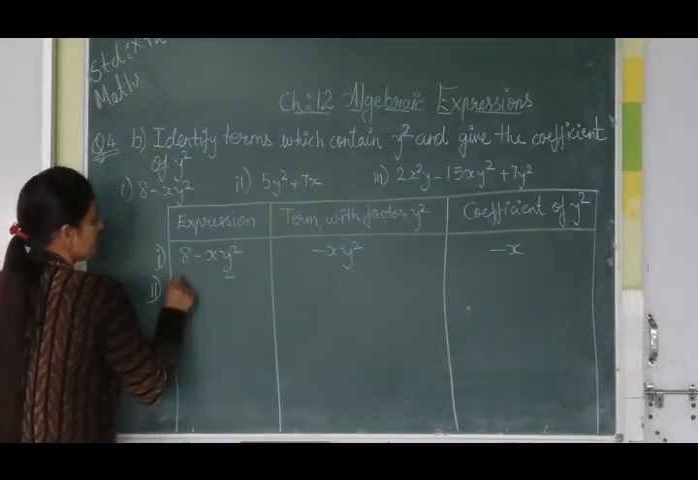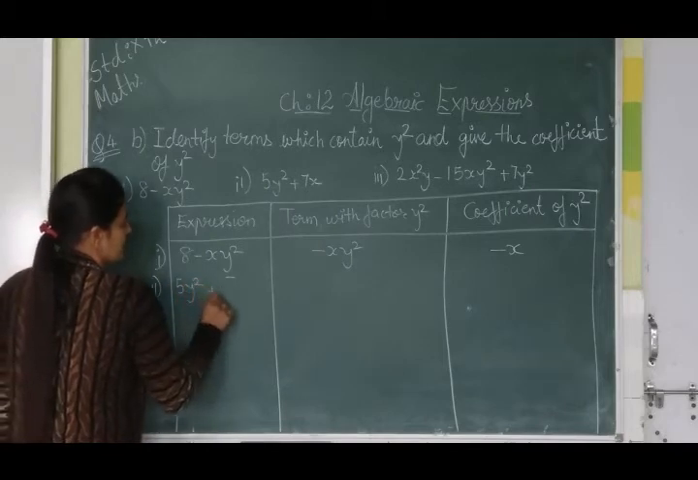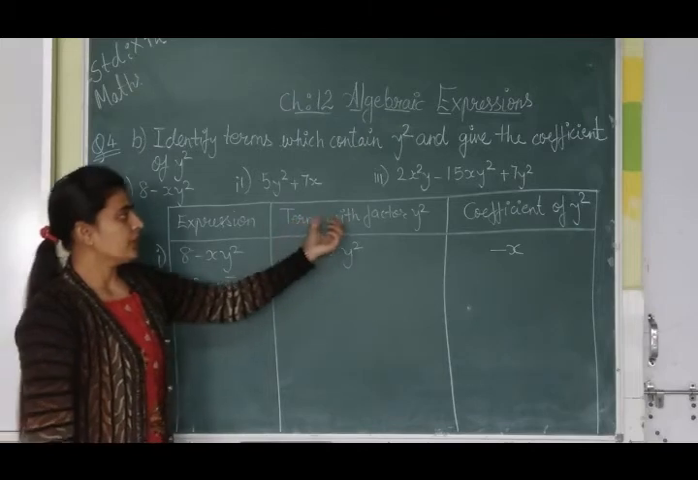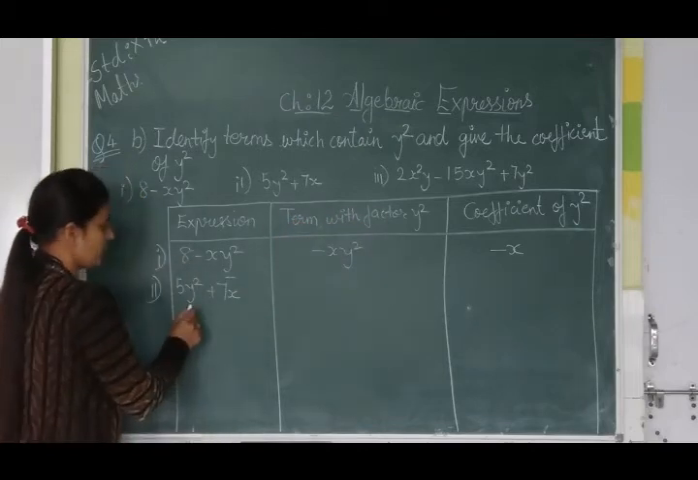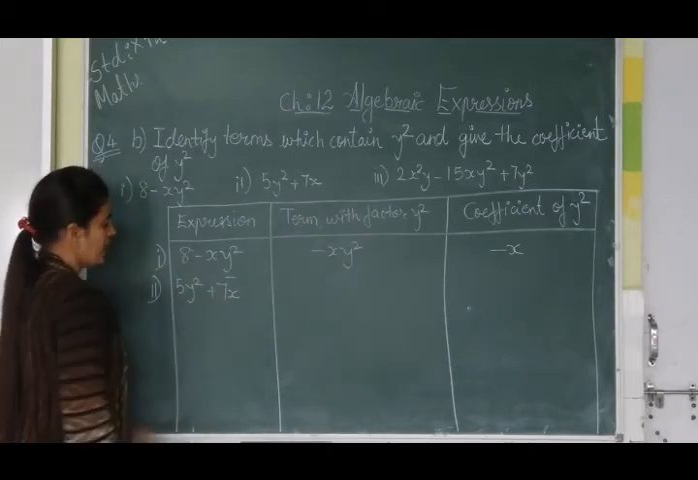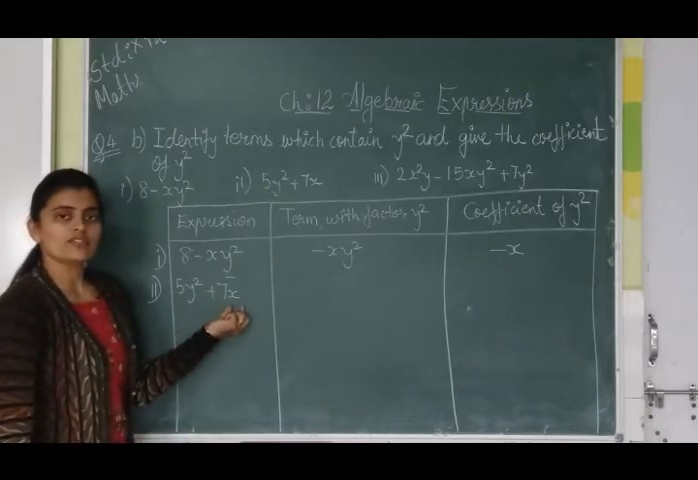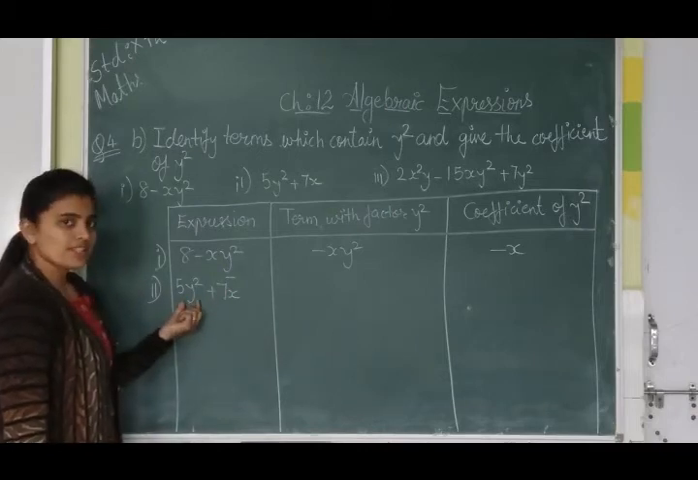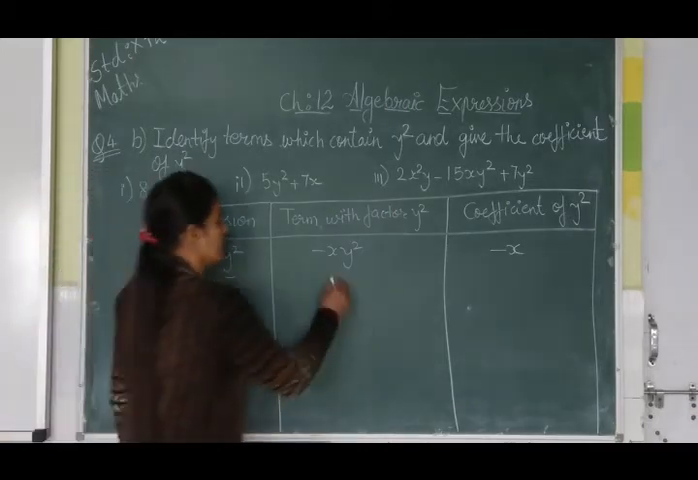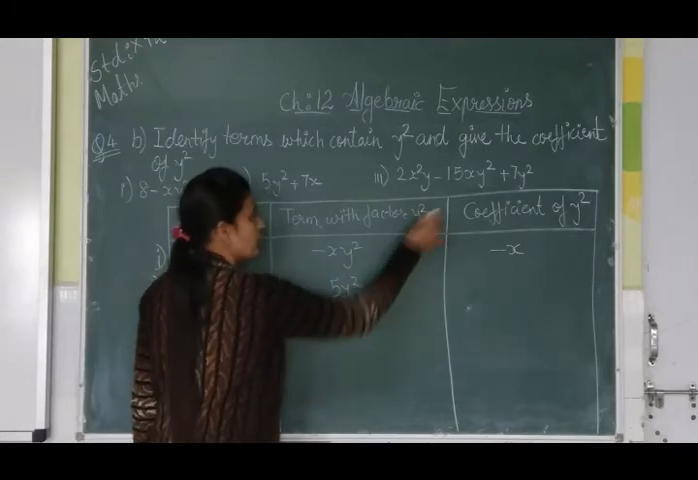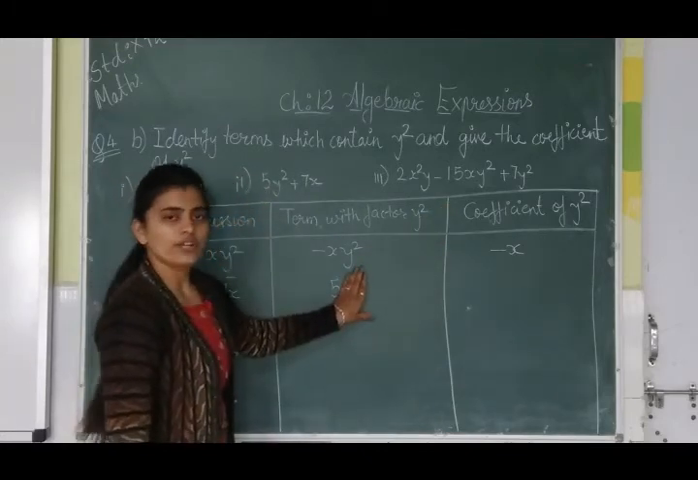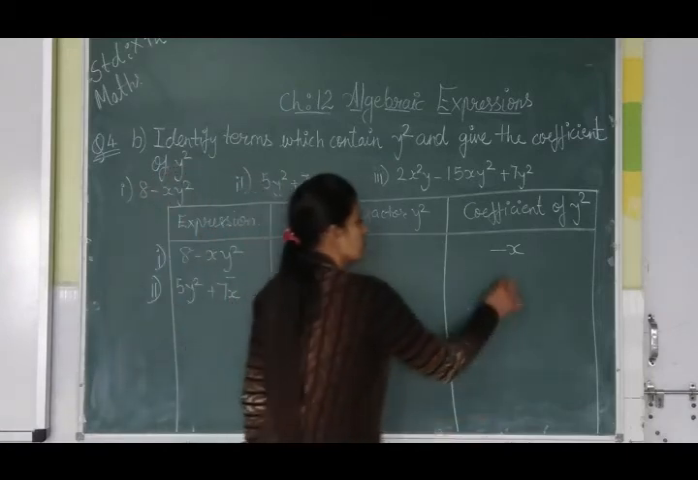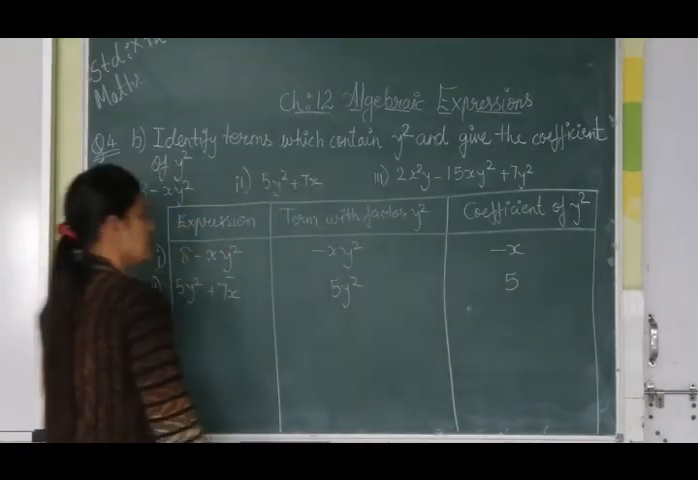Next, 5y square plus 7x. Here you can see two terms are there. Here y square is there, here y square is not there, so this we are not going to write. But here y square is there, so 5y square we will write down. For the coefficient, other than y square, the remaining is only 5. So 5 will be the coefficient of 5y square.